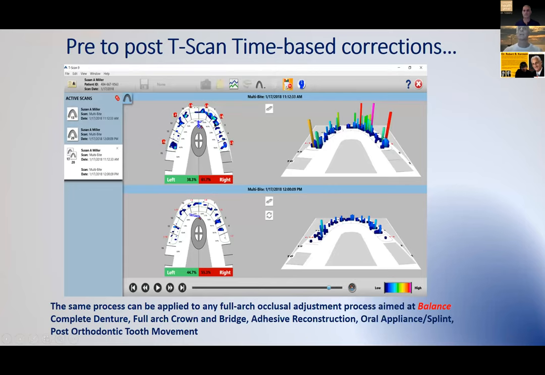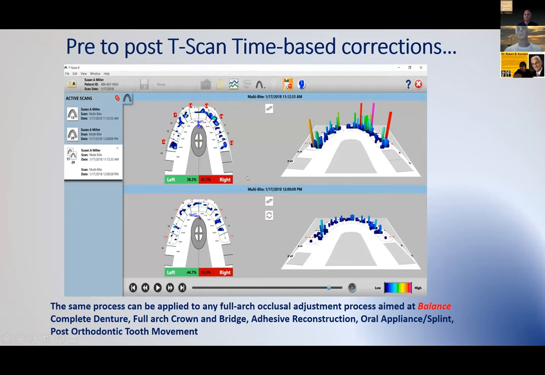So this is where we started here at 11:12 in the morning. We finished 40 minutes later. Look at the difference. This is how I send all my cases home. You can only do this with a T-scan. You can't do this with carbon paper. You can't do this with TENS. You can't. You need a T-scan to be able to do this. And now no implants are under overload.